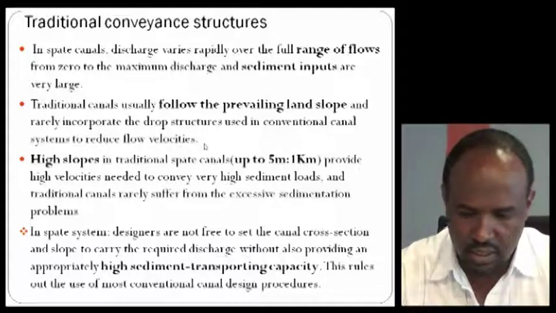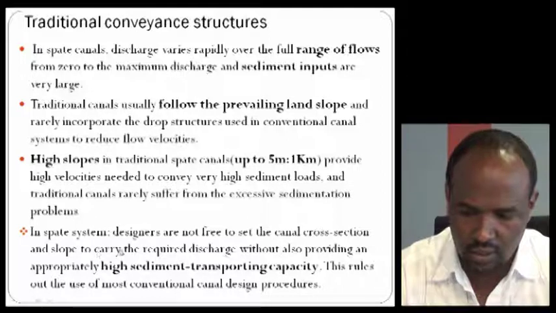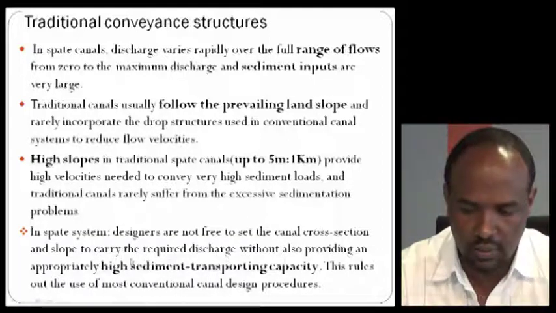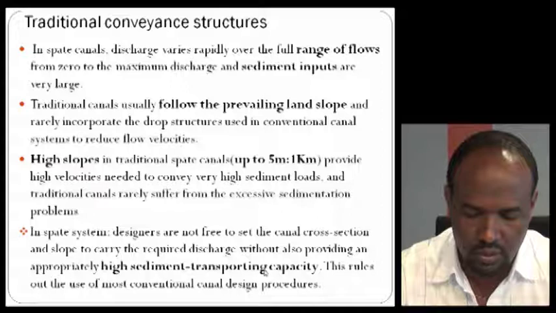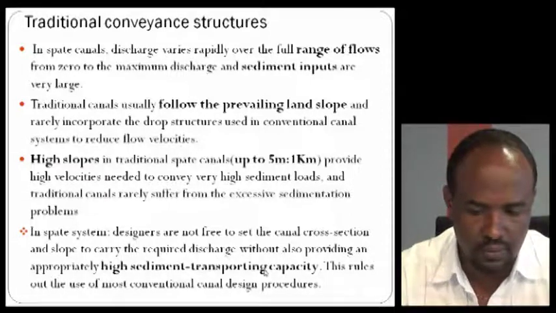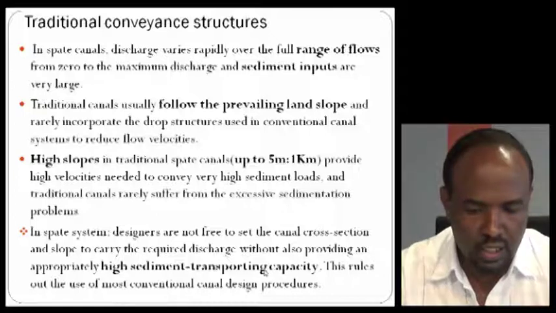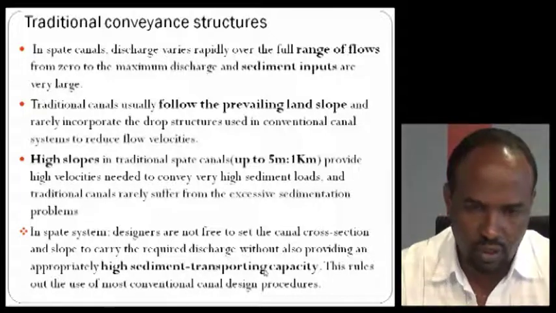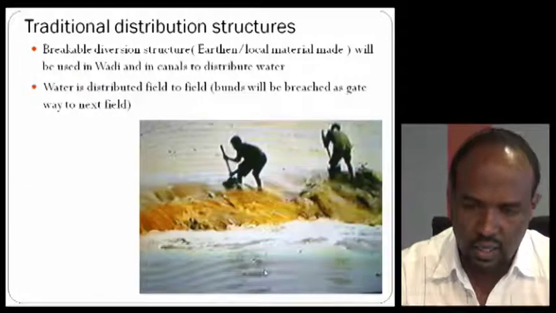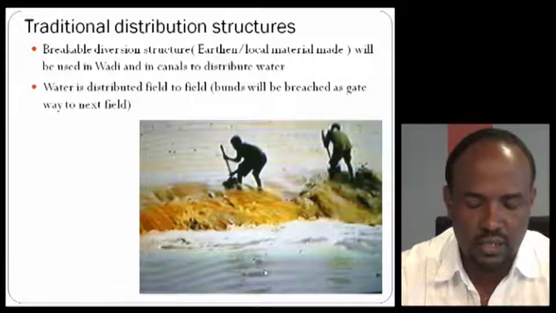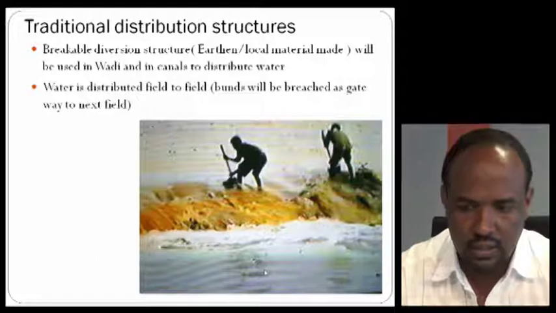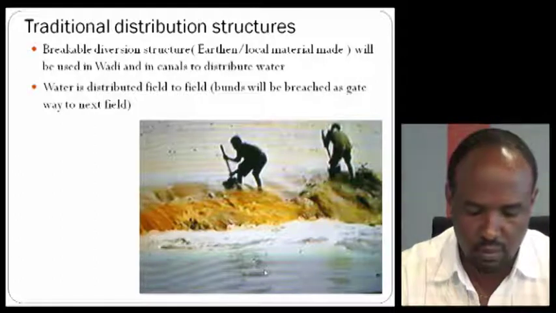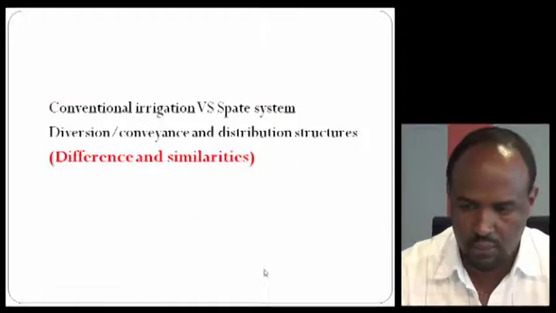And in spate systems, designers are not free to set the canal cross section and slope to carry the required discharge without also providing an appropriate high sediment transporting capacity. So this rules out the use of most conventional canal design procedures. And high sediment transport capacity needs to be given even if we are going to implement a new one as well. And if we look at the traditional distribution structures, usually they are labor intensive and they are made from artisan or locally made materials. And this was all about a bit of how traditionally water is diverted and distributed.